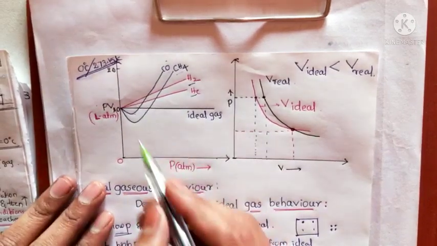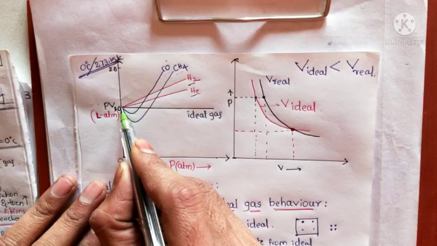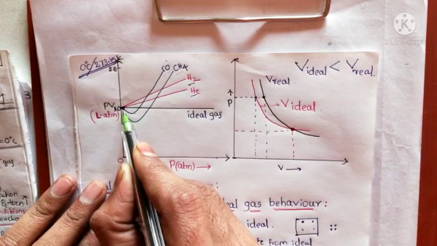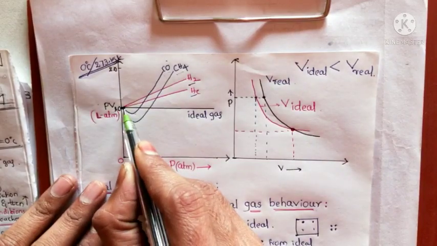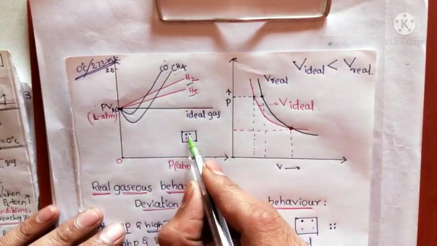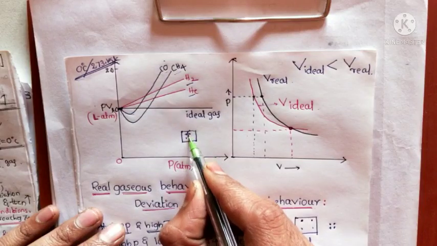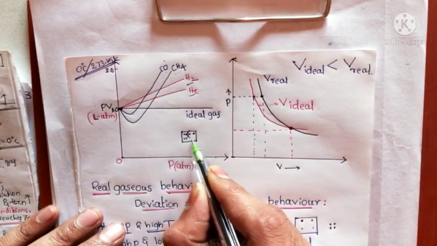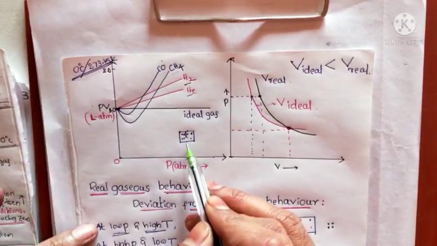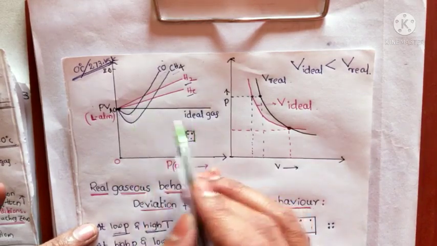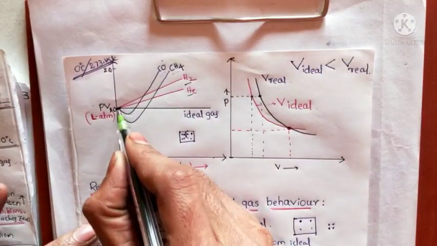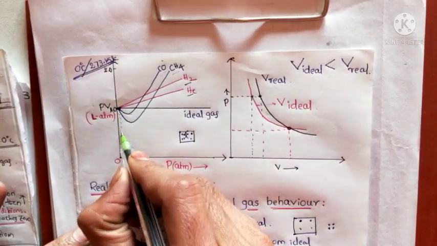At which pressures? At extremely low pressure. At extremely low pressure, all real gases can act as ideal gases. Why? Because at extremely low pressure, molecules are far away from each other. Far away from each other means there are no attractions or repulsions. That's why all real gases show ideal gas behavior only at extremely low pressure.